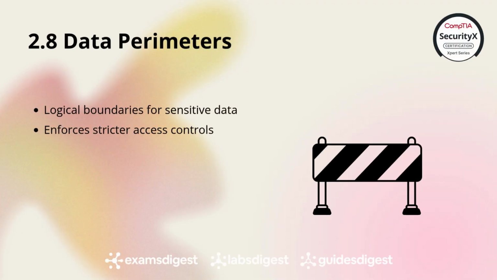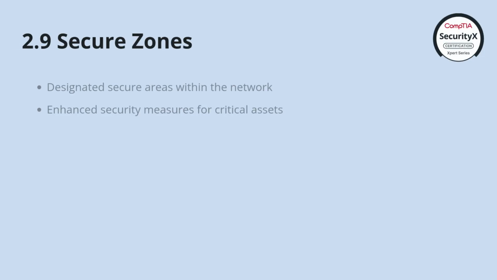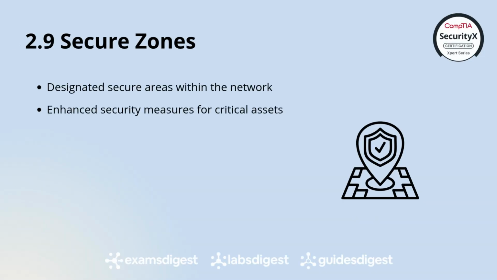Data perimeters. Data perimeters are logical boundaries that separate sensitive data from the rest of the network. By defining these perimeters, organizations can apply stricter access controls and monitoring to protect critical information. For example, financial data can be isolated within a secure perimeter, accessible only to authorized personnel who require it for their roles. Secure zones. Secure zones are designated areas within the network that have enhanced security measures in place.